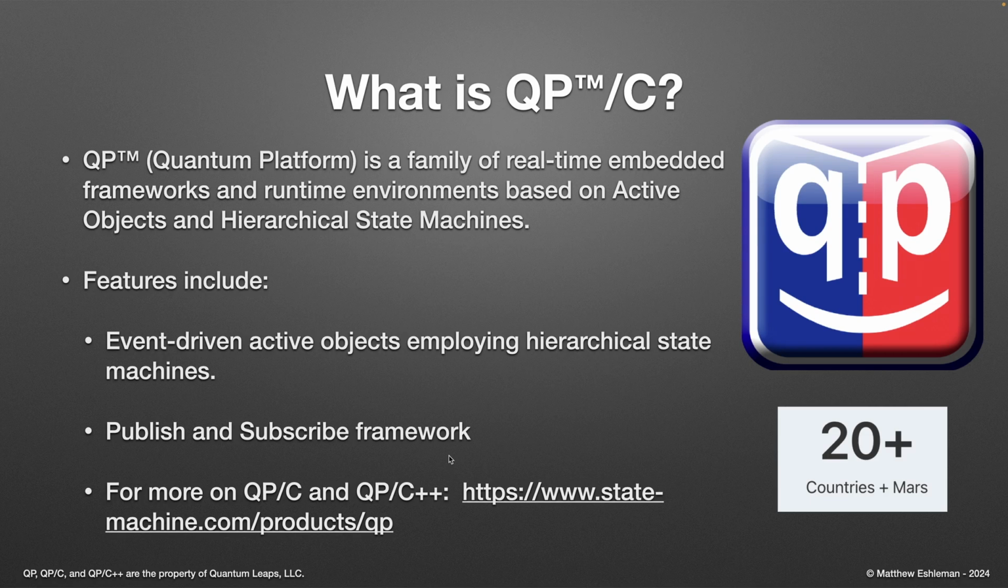On top of that, QP brings a publish and subscribe framework so that an active object can publish an event and not worry about who wants to receive that event, and vice versa. An active object can subscribe to events and not worry about who is emitting or publishing that event, which helps reduce some of the coupling that can happen in a firmware project. And of course, to learn more about that, go to statemachine.com and learn more.